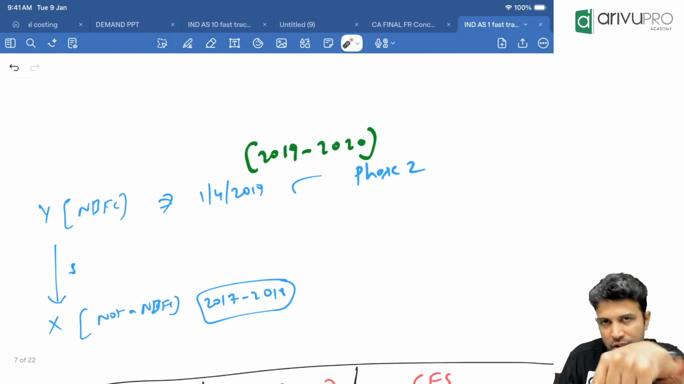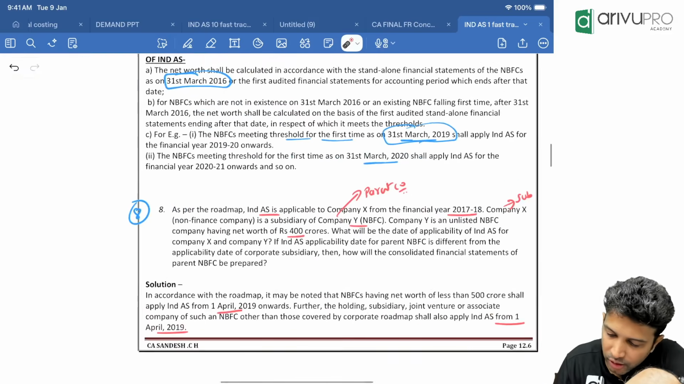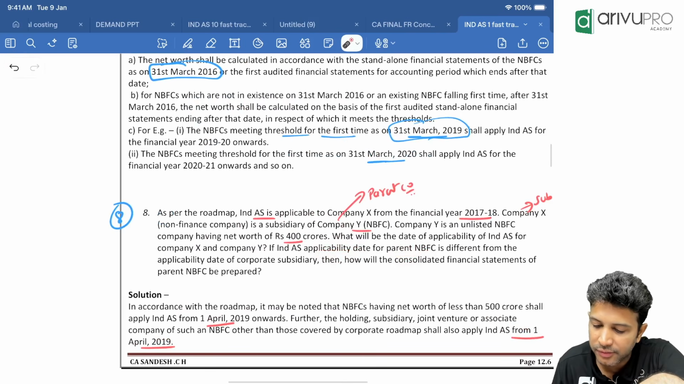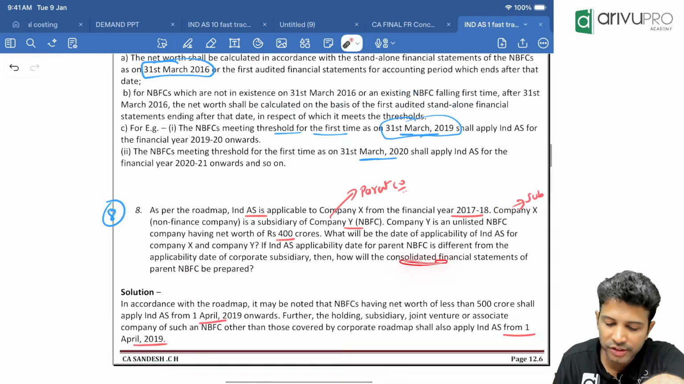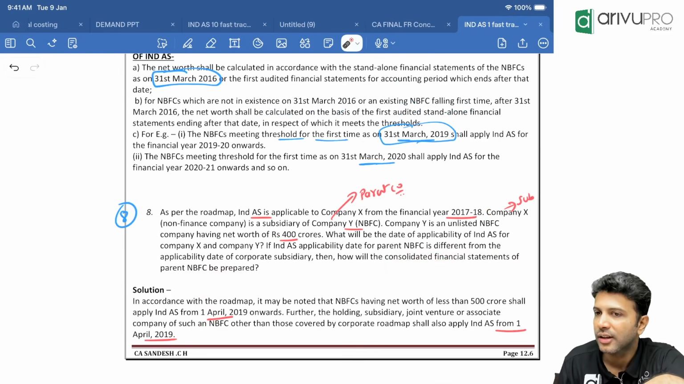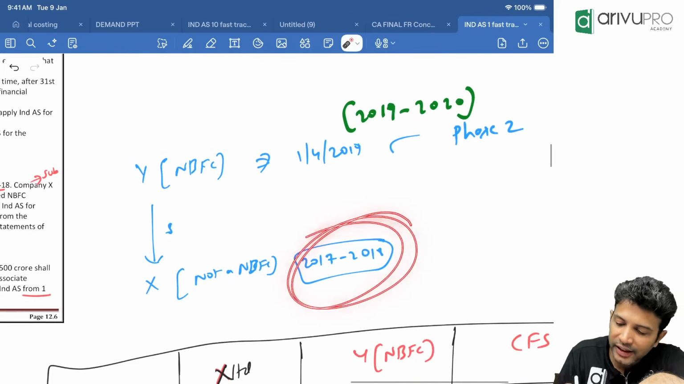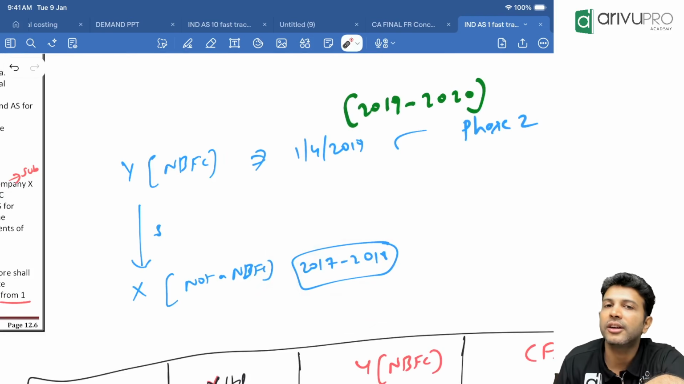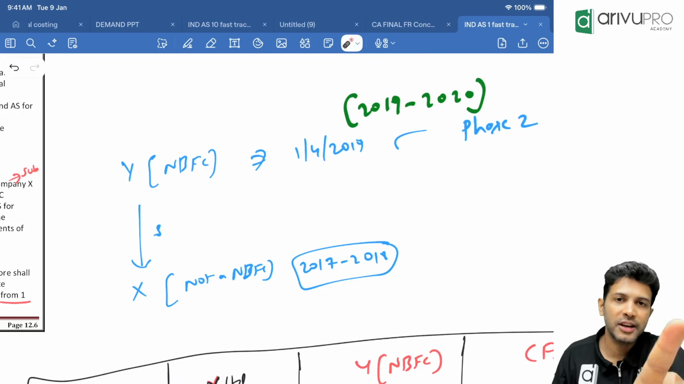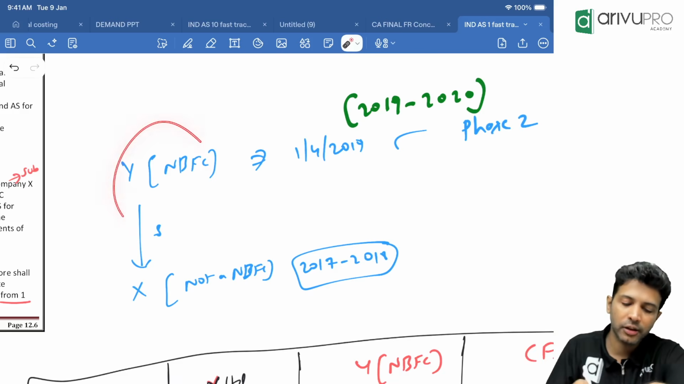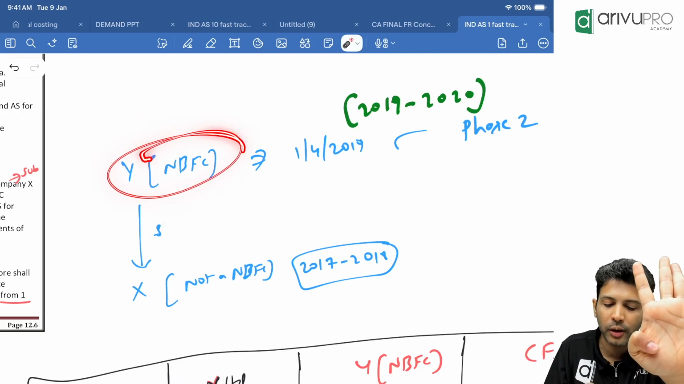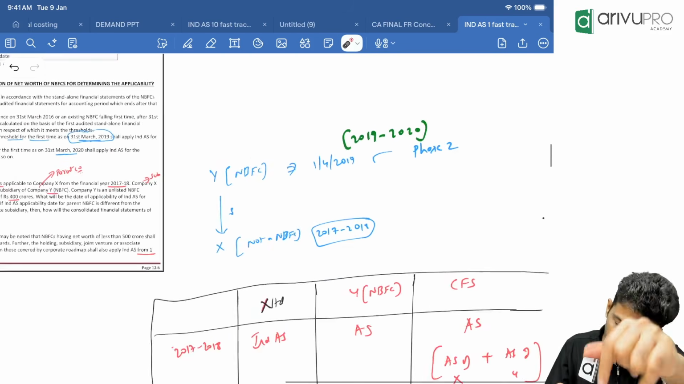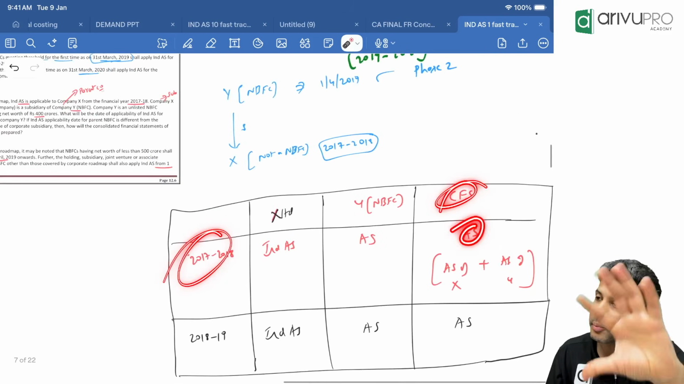There was one more question. Now the second part of the question is, if the Ind AS applicability date for the parent is different from the applicability date of the subsidiary, how will the CFS be prepared? Now you tell, sir. For 17-18, you will prepare a consolidation as per what? In consolidation, CFS, the consolidated financial statement, is always prepared from the parent's perspective. For 17-18, the parent was following what? Ind AS or AS? So 17-18 CFS will be prepared in AS.